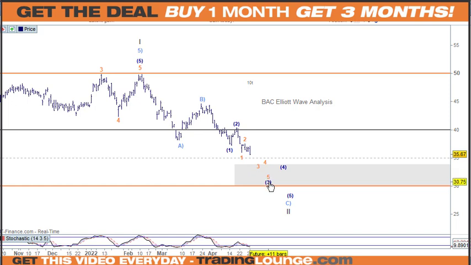It's not to say that it's wrong or it's right. I'm just pointing out why I'm thinking that we've got further to go down, and would the S&P 500 go up while the banks are still going down? Well, possibly, but yeah. So anyway, that's why I'm counting the S&P like this, from the top here.